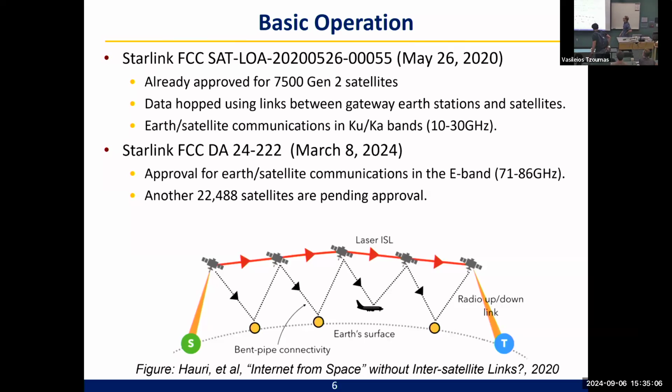We would like to hop data in one of two methods. Originally, the way they were doing it is start from here, and I want to communicate to somewhere else. And I'm going to do this bent pipe connectivity. I'm going to communicate up to a satellite, come back down, and hop this way.